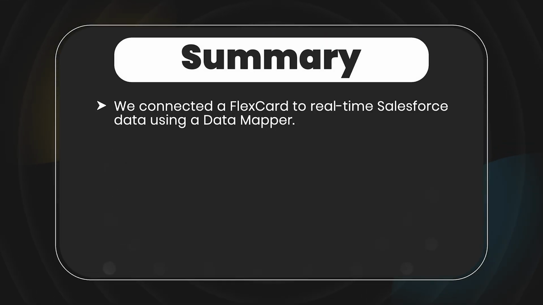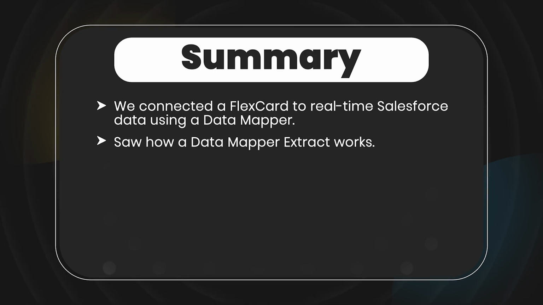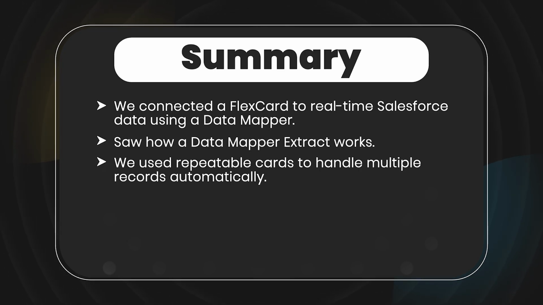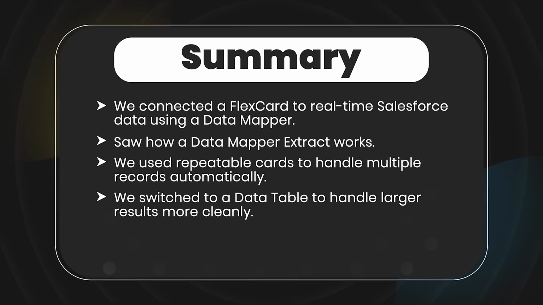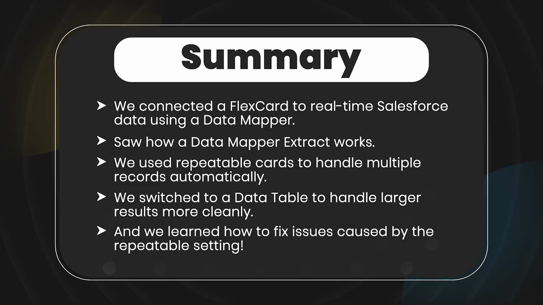So to quickly summarize everything, we connected a Flexcard to a real-time Salesforce data mapper. We saw how a data mapper extract works. We used repeatable cards to handle multiple records automatically. We switched to a data table and handled a larger amount of data more cleanly than contact cards. We also learned how to fix the issues by the repeatable settings.